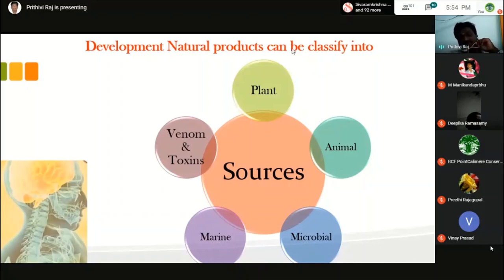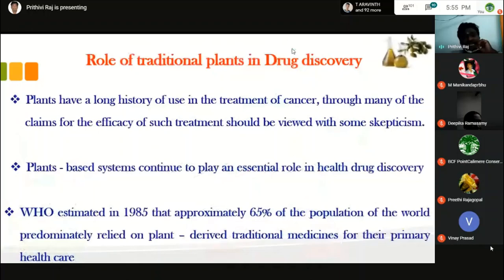So before, in all the slides, I told how the drug comes from the laboratory to the company and from the company to the market. Now, how are they taking it? You are taking phase 1, phase 2, phase 3. What are the resources? What is the importance of these plant, animal, microbial sources for bioactive natural products? So what is the role of traditional plants in drug discovery? I'm going to talk here about bioactive plants in drug discovery.